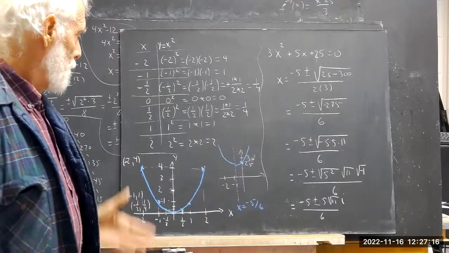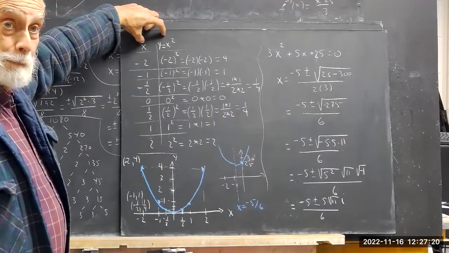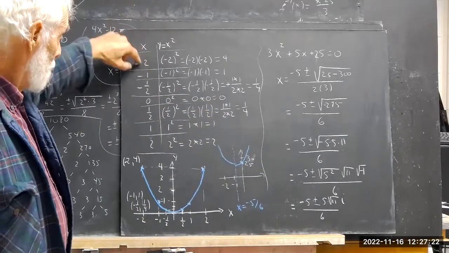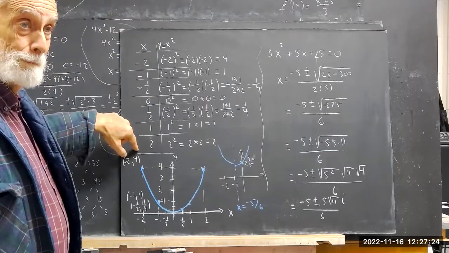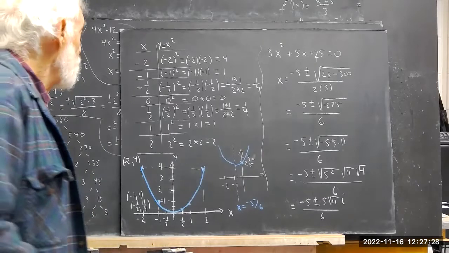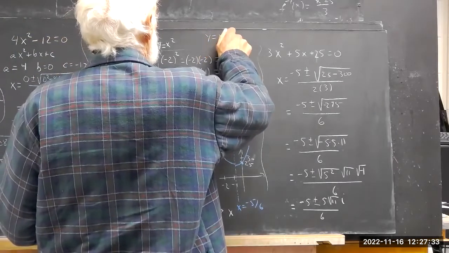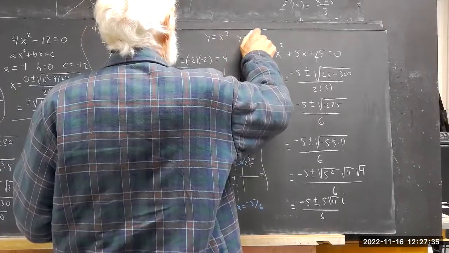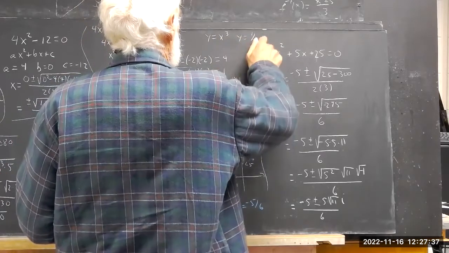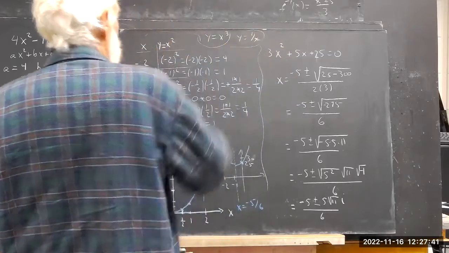Okay, there's an introduction. The bottom line is, I give you a function, you need to be able to make this table. And we're way over time. The other functions are y equals x cubed, y equals 1 over x. Those are three of the most important functions.